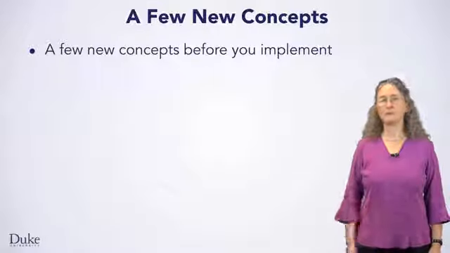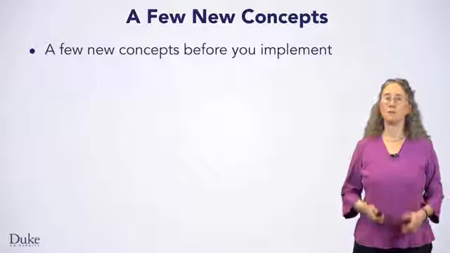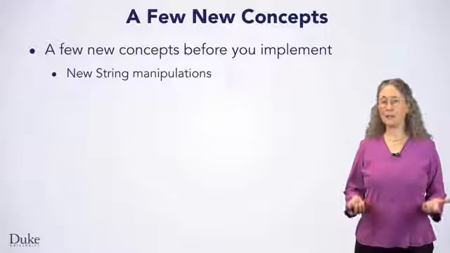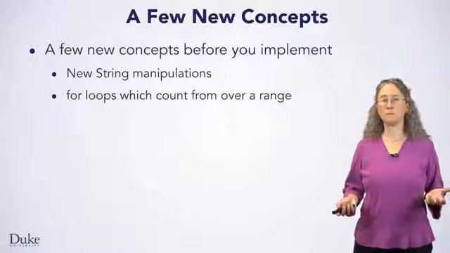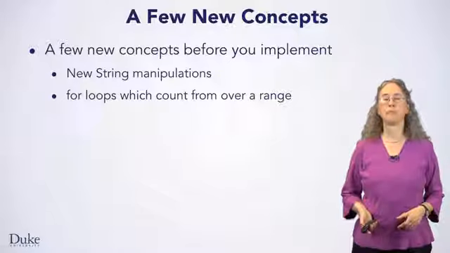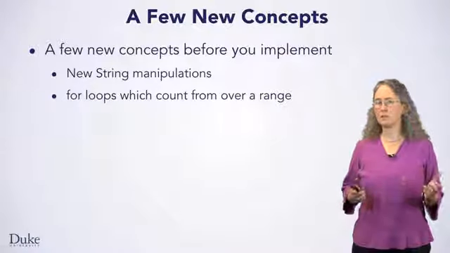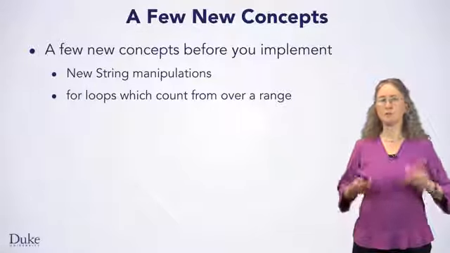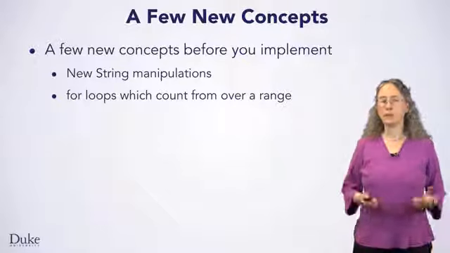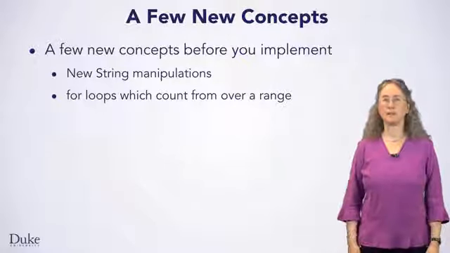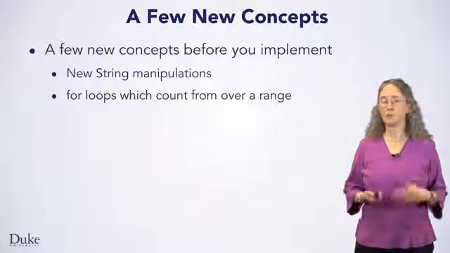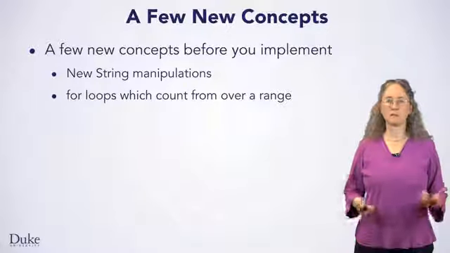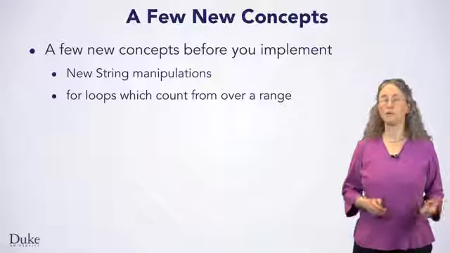However, before you implement this algorithm, you will need to learn a few new Java concepts. You're going to learn some new ways to manipulate strings, as well as for loops which count over a range of numbers. For loops which count over ranges of numbers are particularly important, as you will use the numbers you count to index into data, manipulating particular locations in a sequence. You are familiar with strings, which are sequences of characters, but we'll learn about the new types of sequences in the rest of this course, so you will use for loops a lot.